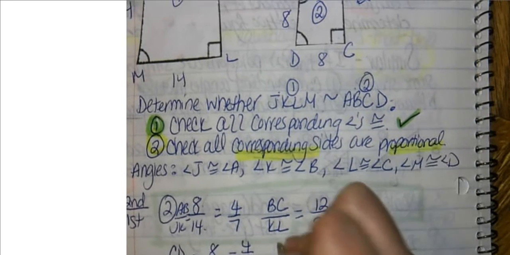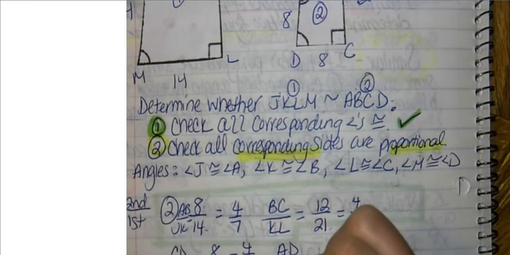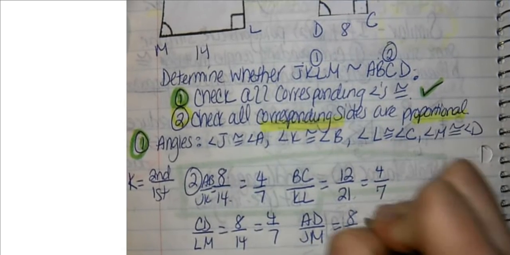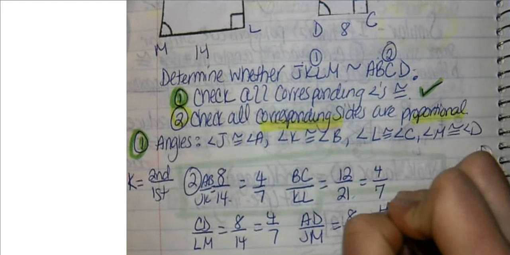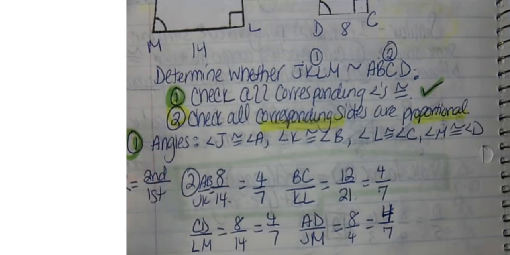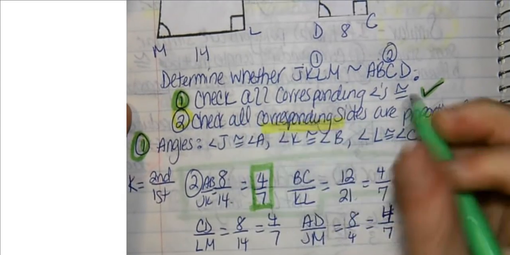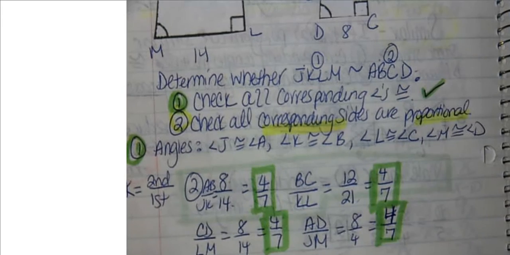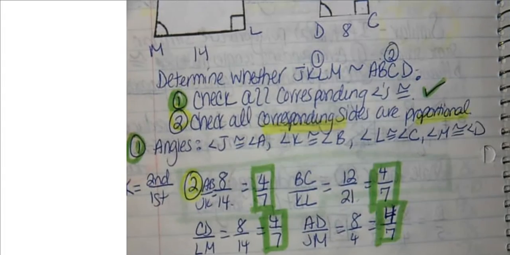So I'm going to be looking at AD divided by JM. And that is, once again, 8 over 14. And 8 over 14 simplifies to 4/7. So every single one of these fractions reduces to 4/7. And because they reduce to 4/7, what we can say is that the side lengths are proportional.